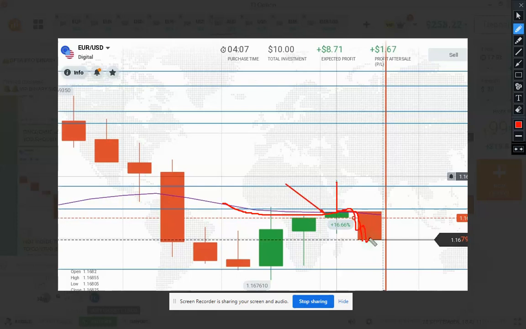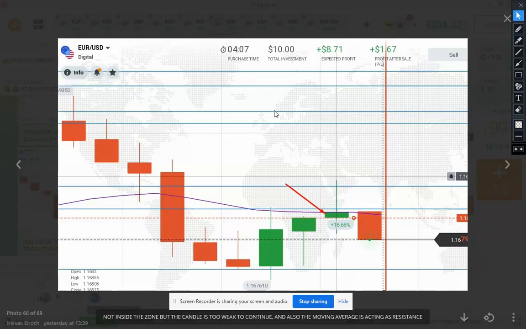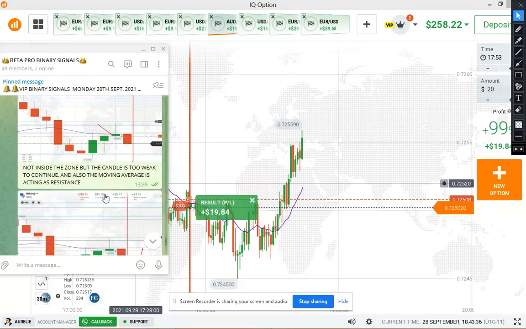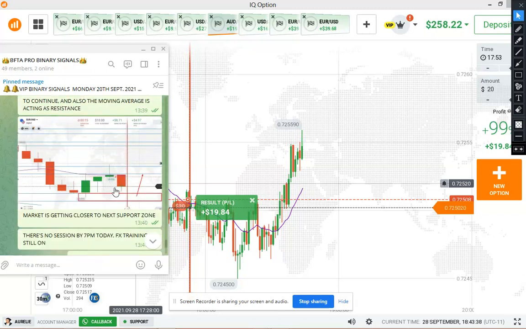Okay, despite the candle not closing inside the zone, the rejection and sellers' entry are still from the zone. So that is why I placed a put option. I think we won the trade. Okay, so we won the trade.